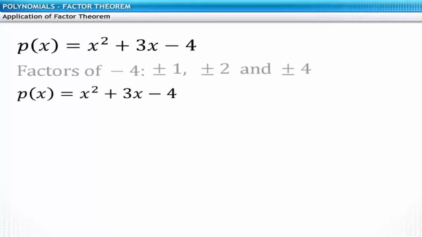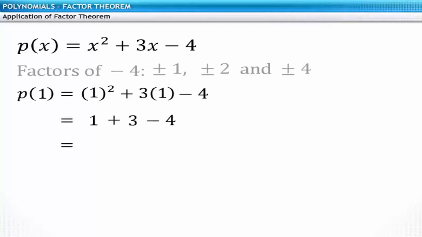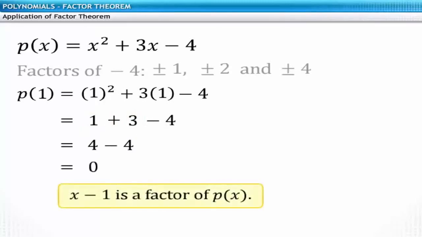Let's begin by substituting 1 in the polynomial. Here the polynomial becomes 0. Based on the factor theorem, we can say that x minus 1 is a factor of the polynomial.